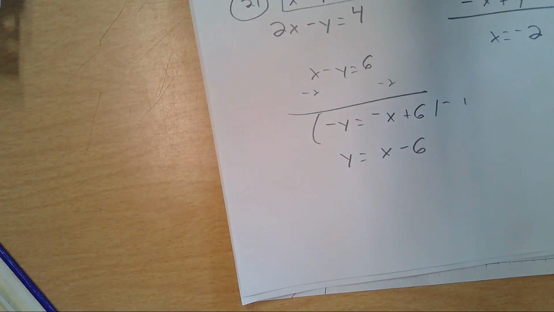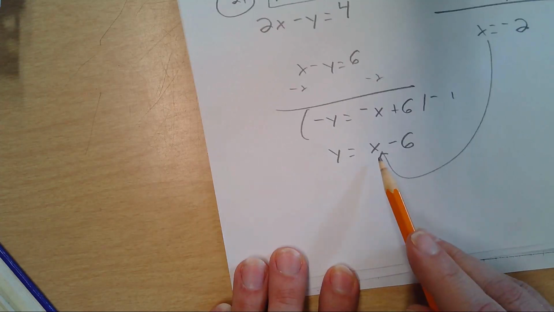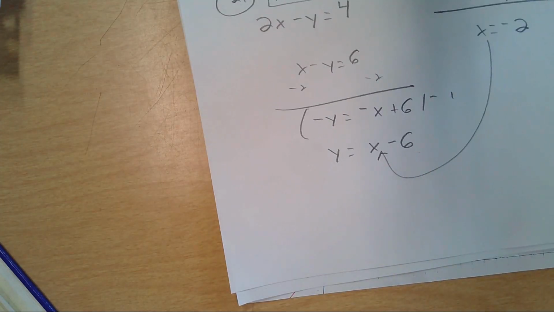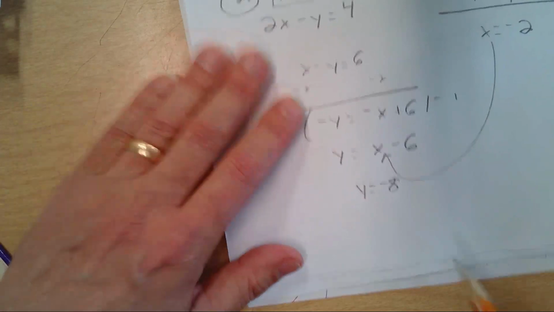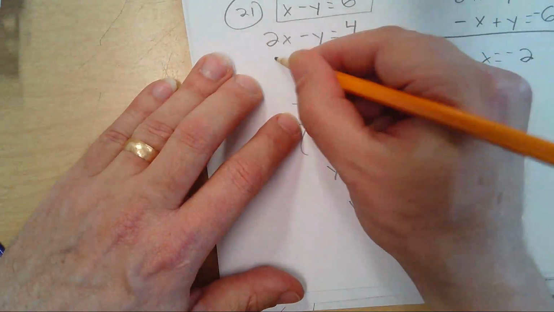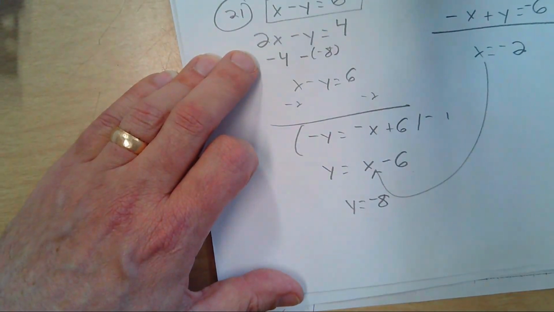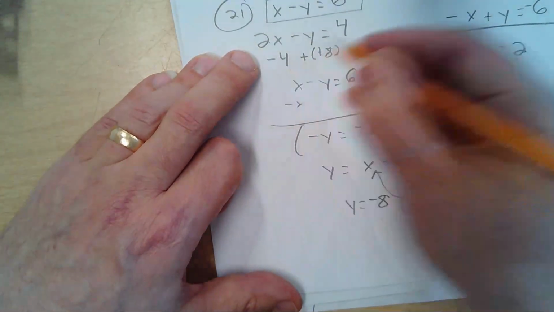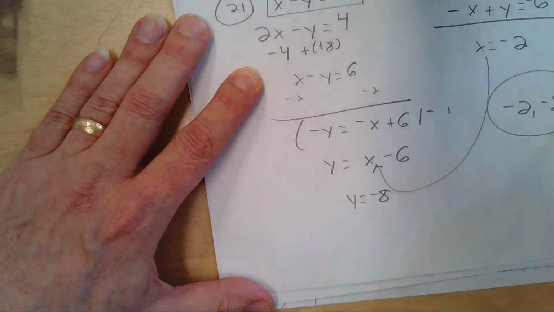Now what's y? Would it be 4? Negative 2 minus 6. Or negative 4? Negative 2 minus 6. Negative 8? There you go. That's what y equals right there. That's my solution there. And if I plug it in here, 2 times negative 2 is negative 4 minus y, or minus a negative 8, double negative. 8 minus 4 equals 4. So there's my solution there. Negative 2, negative 8.